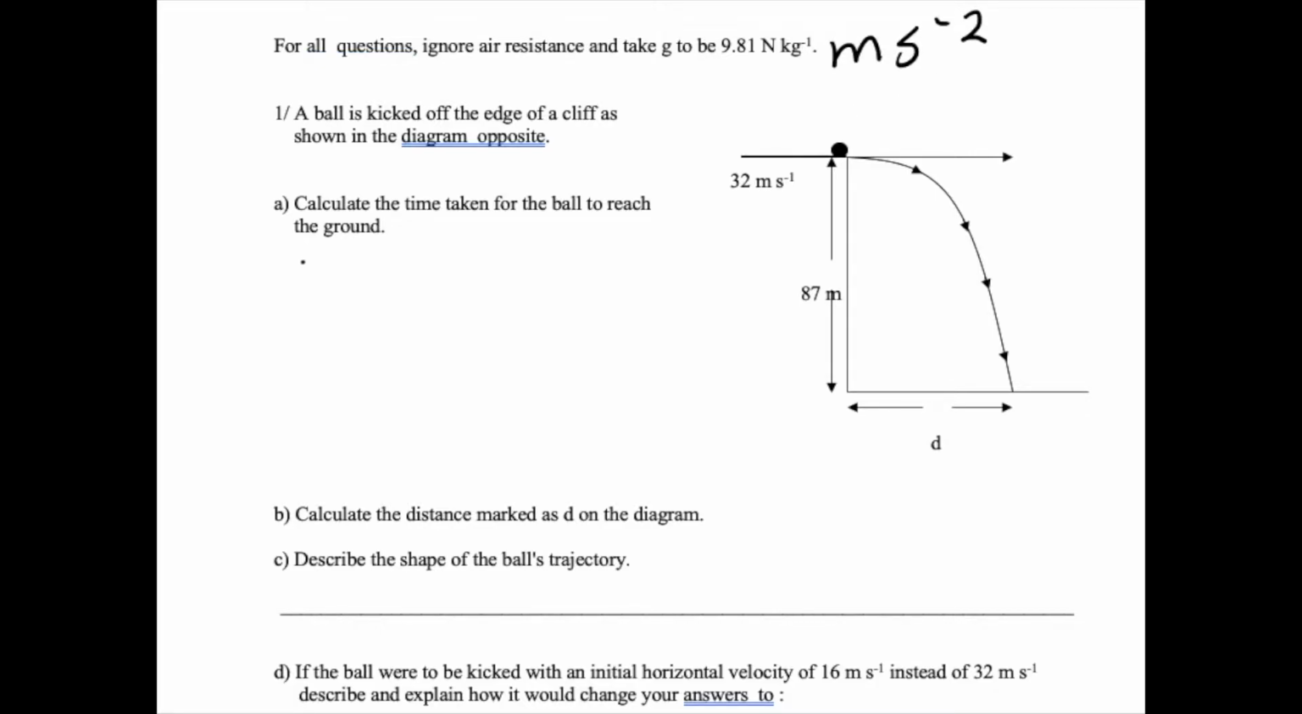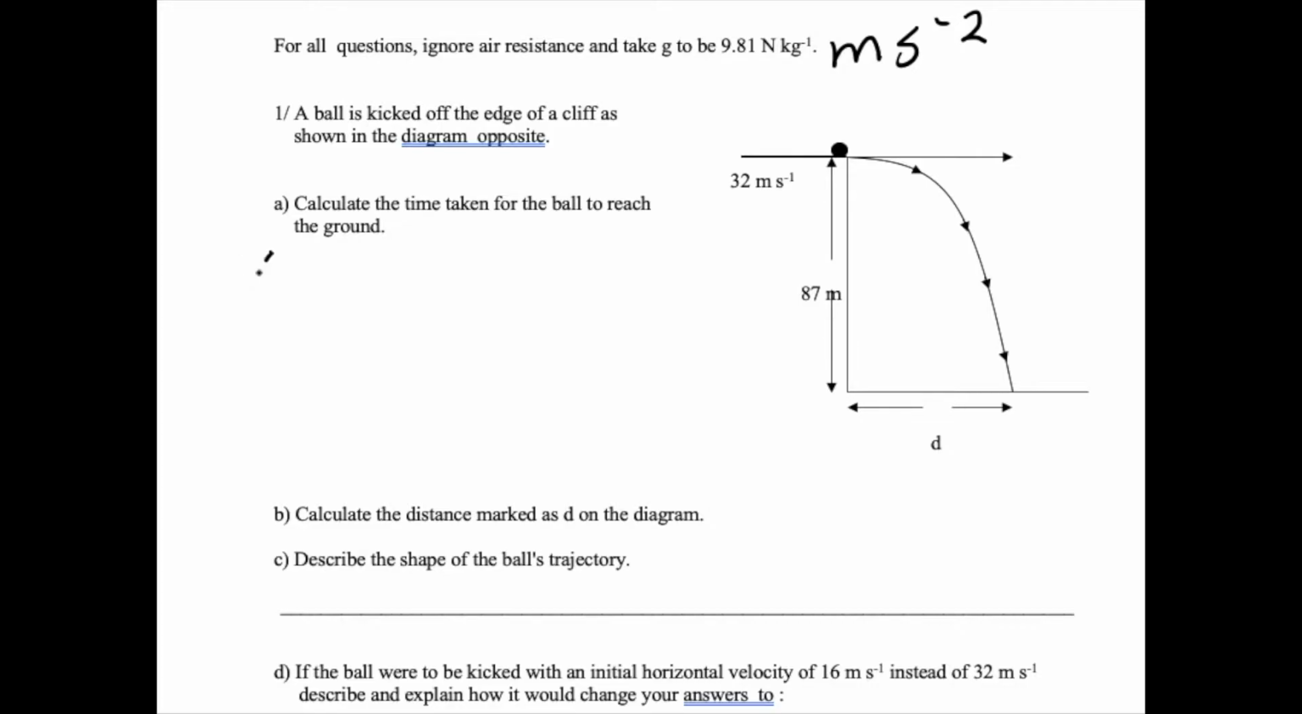So, in this first question, we have a projectile, a ball, which is kicked off the edge of a cliff as shown in the diagram opposite. Now, first thing you should see is that this is only a horizontal initial velocity. It's thrown from 80 meters high and it's going to land a distance away from the edge. 32 meters per second is the initial speed, which is only horizontal. So we're asked to calculate the time taken for the ball to reach the ground.